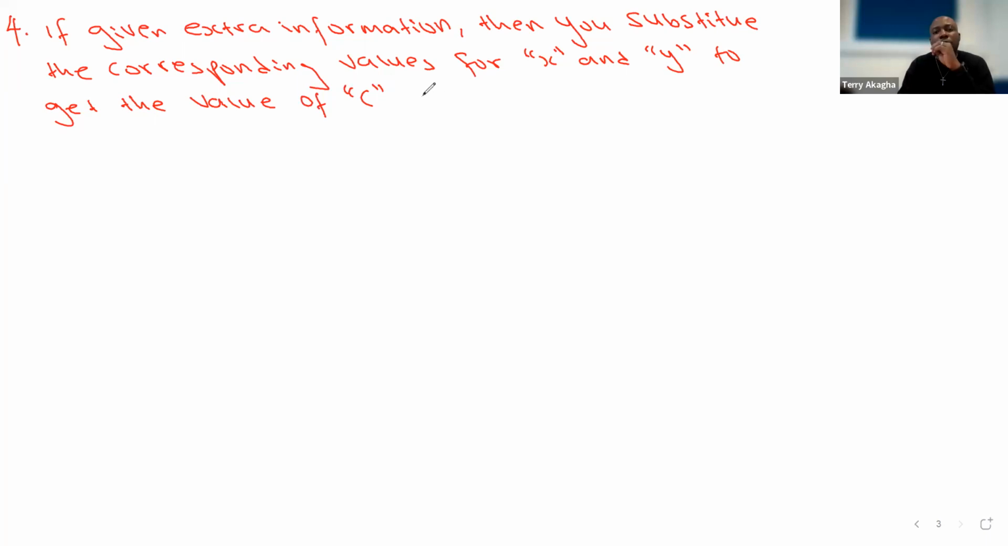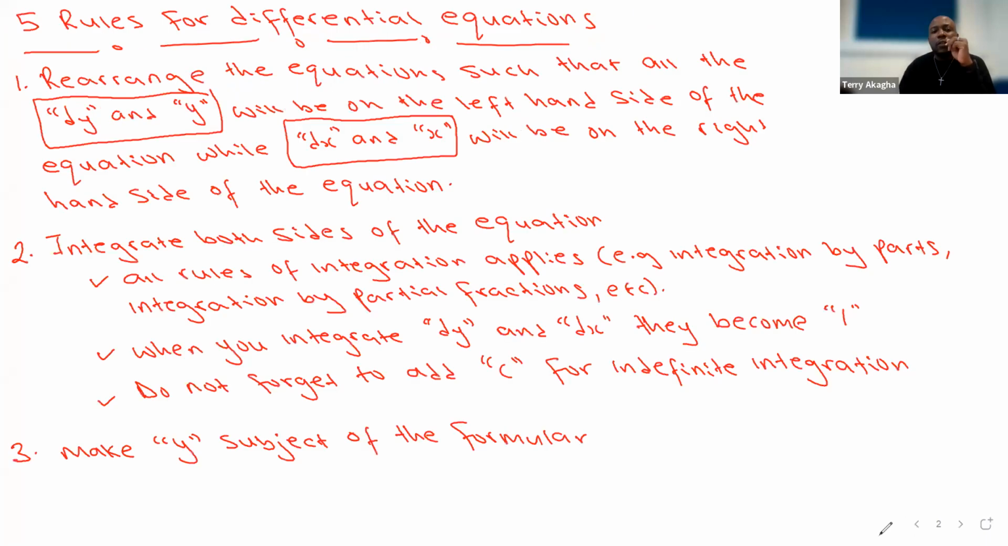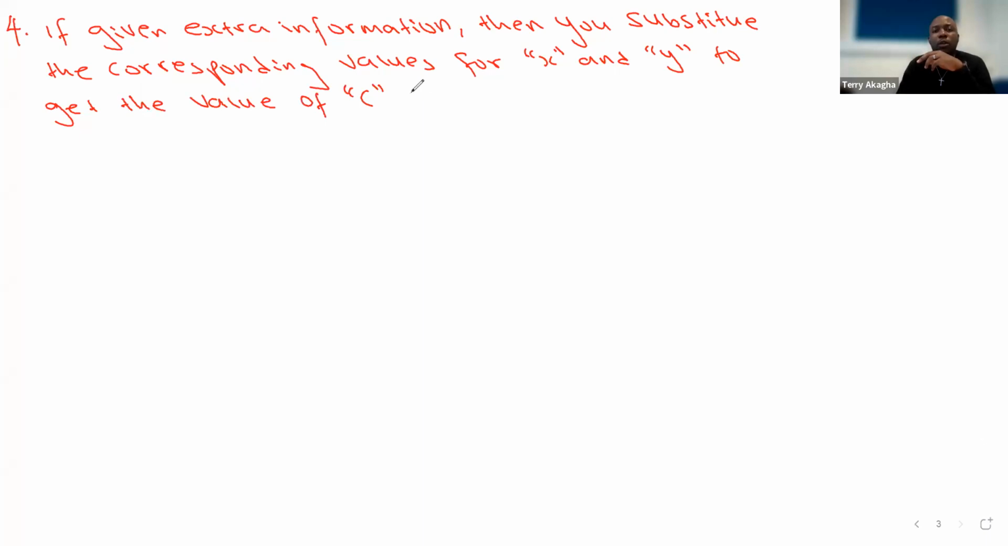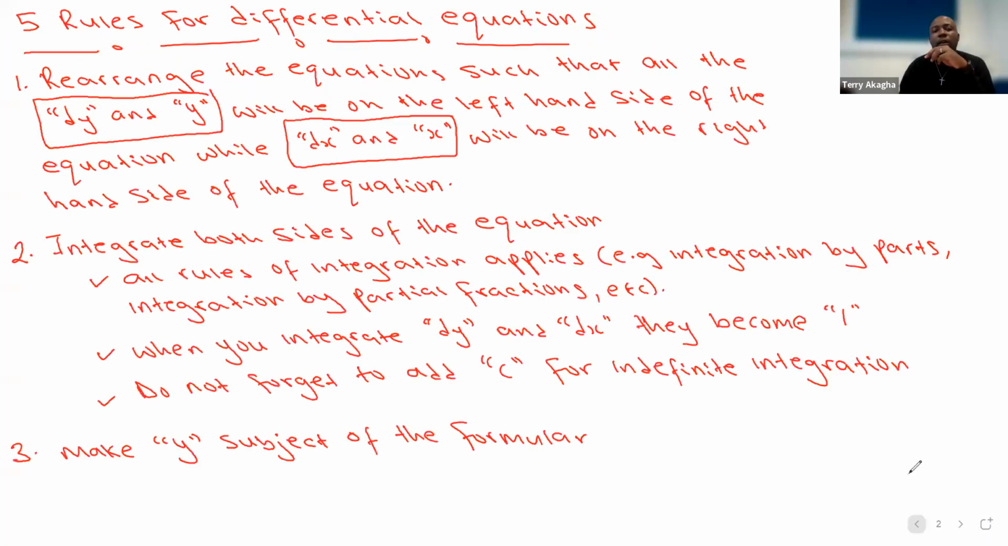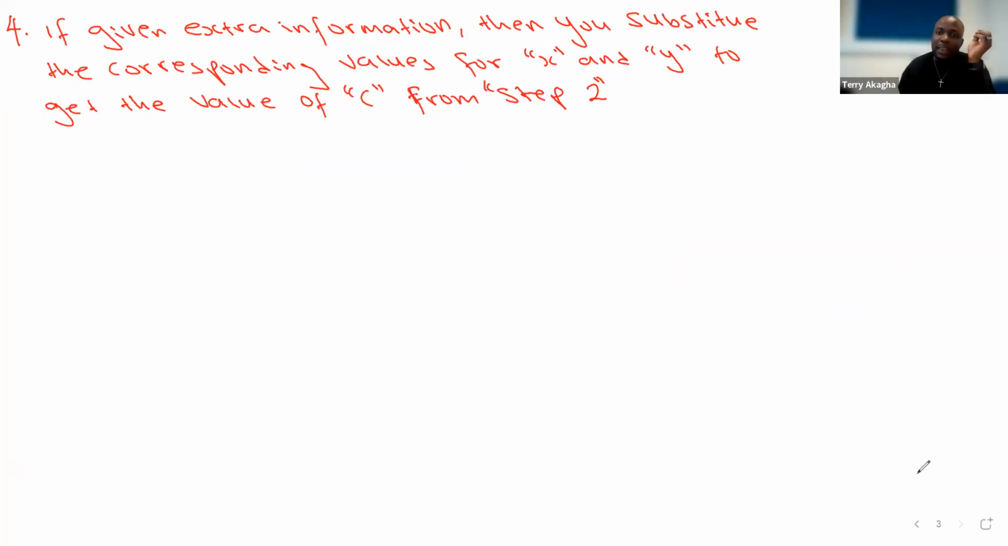And when you get the value for c, so basically you're trying to get the value for c after integrating it in step 2, okay? So you're trying to get the value for c from step 2 in the equation, all right? So that means when you integrate, you're going to get a c. So how do you get the value for c? You need extra information on what the x and the y is, all right?